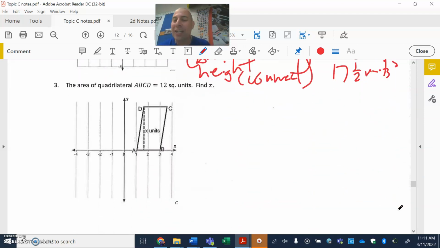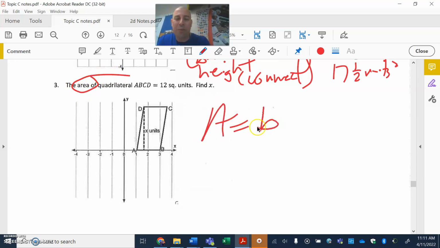So here they're finding the missing measurement, and you know what the area is. So we still like to start with our formula every single time. It's a parallelogram, base times height. Let's see what they gave me. You gave me the area, so I'm going to plug in my 12. And so this is that substitution that's there.